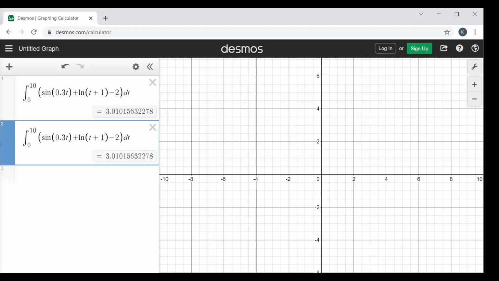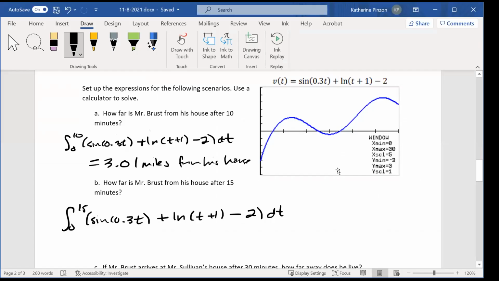Let's look at the graph again for a second. And tell me, at 15, do you think he should be farther from his house or not? So we went to 10 here, right? And then 15 is here. What do you think happens?